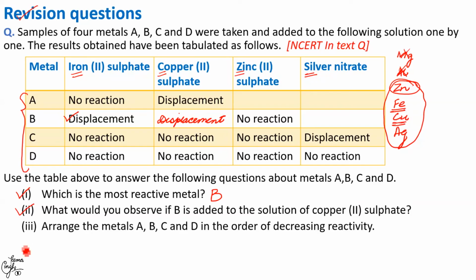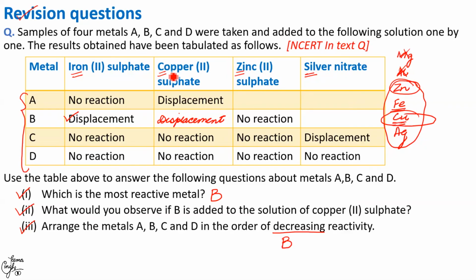Coming to the last part, which says arrange the metals A, B, C and D in the order of decreasing reactivity. Here we already know B is the most reactive metal. You have to arrange in decreasing order, remember, from biggest to the smallest, or the most reactive to the least reactive metal. Now B has been able to displace iron from its salt solution. Let us find out the next most reactive metal. The metal which will be able to displace copper will be the next reactive metal.